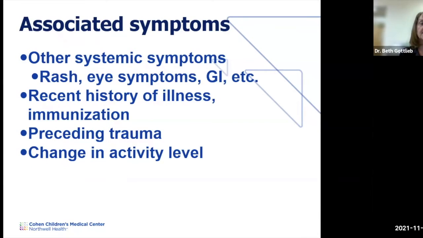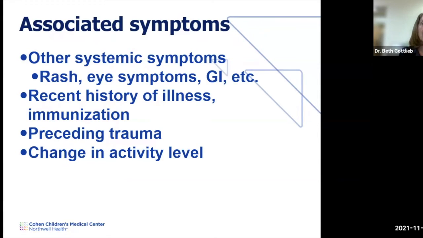Other associated symptoms, we think about rash. We always ask about that. And we might see rash in a viral syndrome that's caused some arthritis. We could see rash in systemic JIA. Lyme disease has rash. So rash is always an important sign for us. We always want to know about that history.